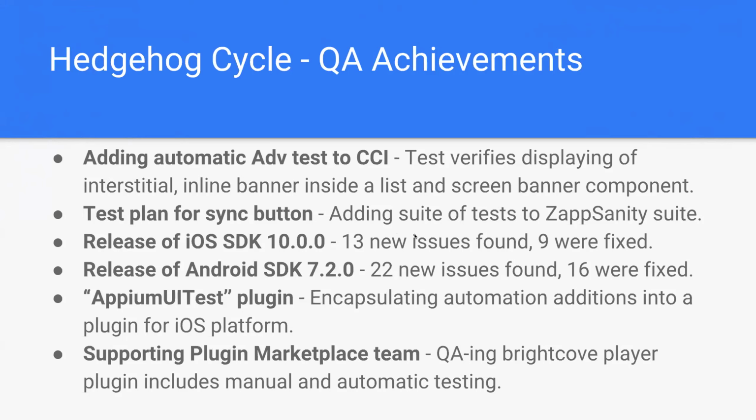As usual, and as a continuation to what Alex and Gil said, we had 2 SDK releases. For iOS SDK 10, we had 30 new issues, and 9 were fixed. For Android SDK 7.2, we had 22 issues, and 16 were fixed. More than that, we added a plugin to enable Appium UI automation. We gathered all the code that's found on the client side on iOS into a plugin.